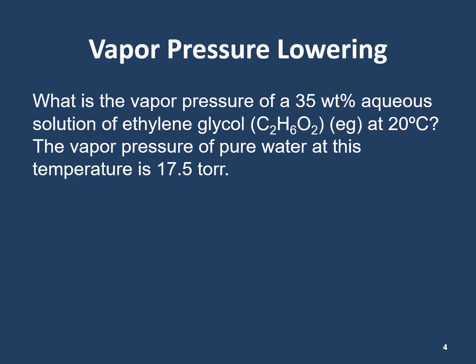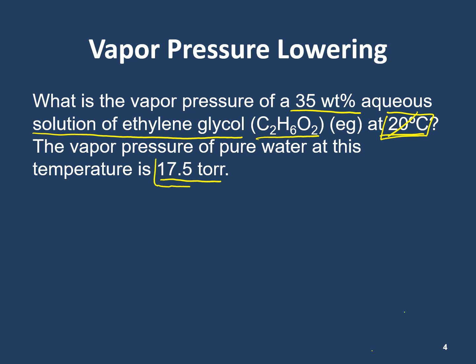So let's look at a problem involving just one volatile component, and that volatile component is water. And we'll talk about how we know water is the volatile component in this problem because it's not explicitly stated. We're told, what is the vapor pressure of a 35% by mass aqueous solution of ethylene glycol? And this is the formula of ethylene glycol. At 20 degrees Celsius. The 20 degrees Celsius isn't really important, it's just, hey, we're calculating all this at that temperature. We're told that the vapor pressure of pure water is 17.5 torr.